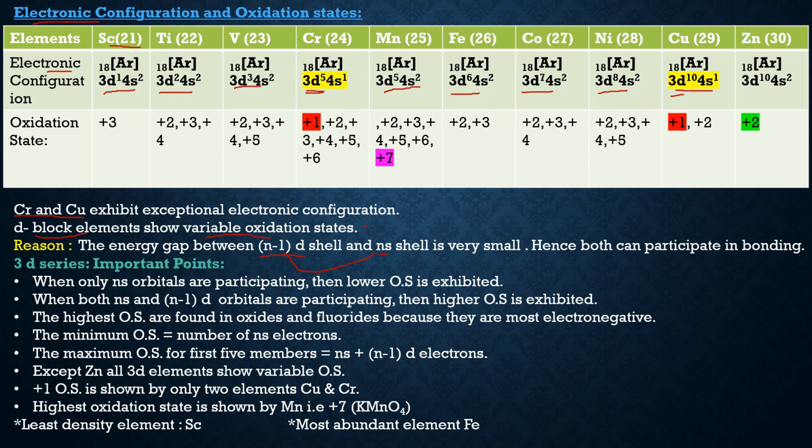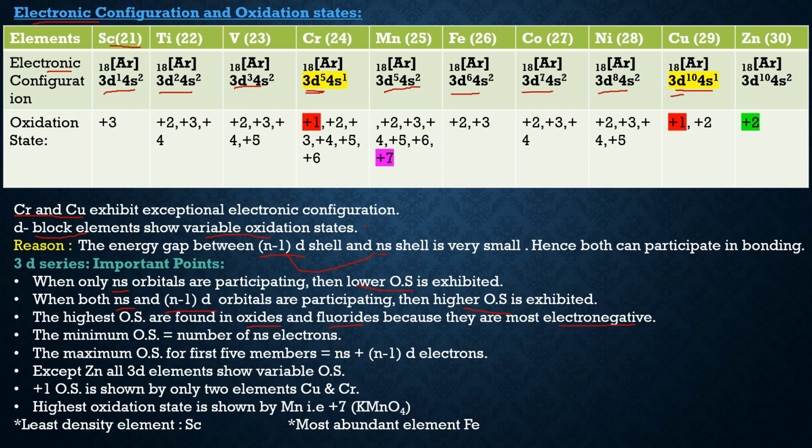Now some important points for oxidation states are: when only ns orbitals are participating, then the lower oxidation state is exhibited. When both ns and (n-1)d orbitals are participating, then higher oxidation state is exhibited. Now, the highest oxidation states are shown in the complexes, oxides and fluorides. Now, why is it so? Because oxygen and fluorine are the most electronegative elements. Also, they have small size.